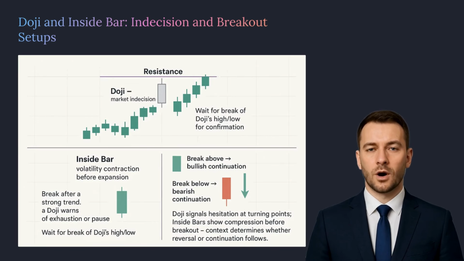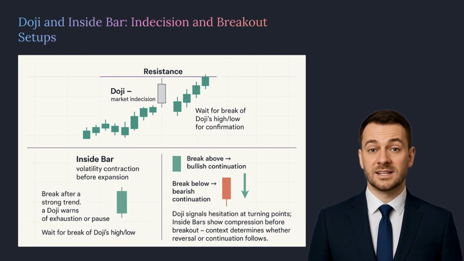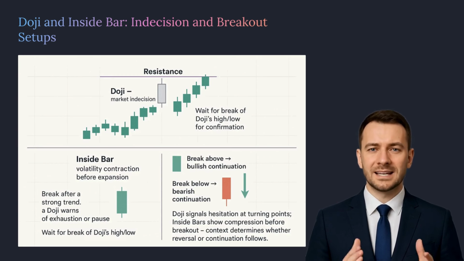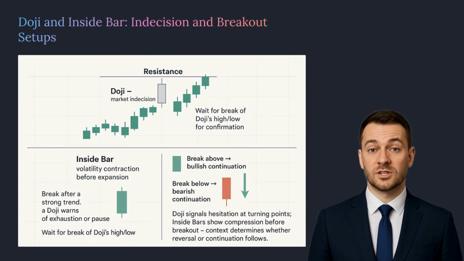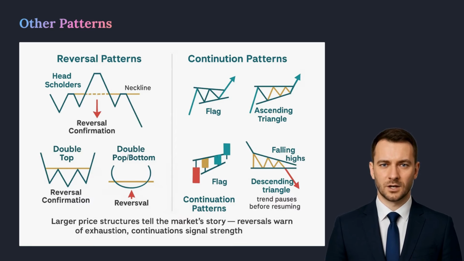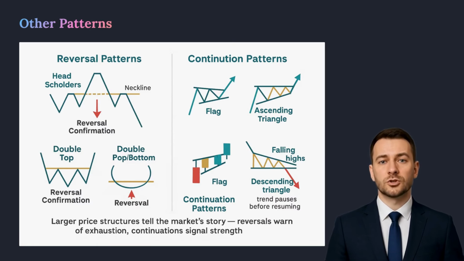If an inside bar occurs at support in an uptrend, breaking its high could trigger the next leg up, continuation. Conversely, at resistance in a downtrend, breaking below an inside bar's low could resume the drop. Other patterns. There are many candlestick patterns, but not all are equally significant. The ones above are some of the most useful.